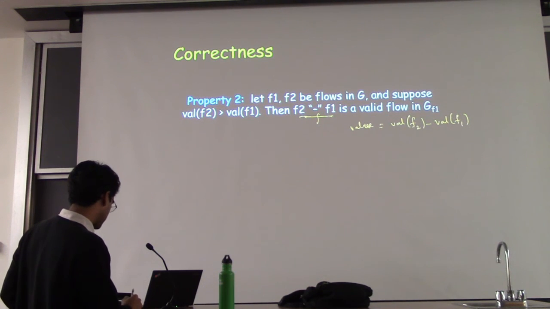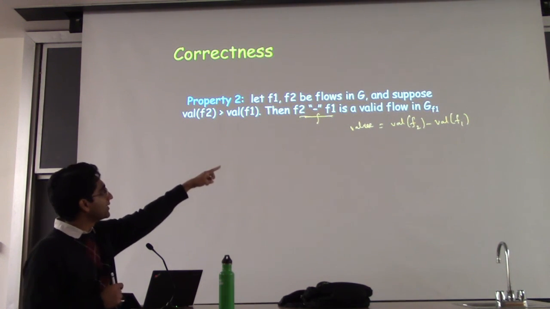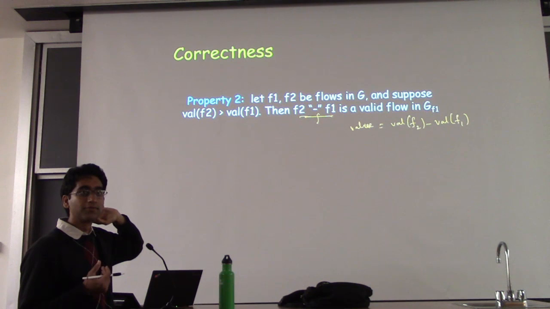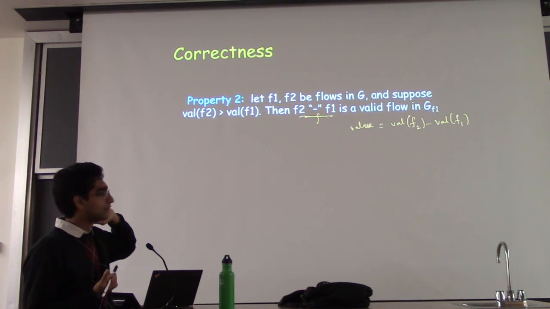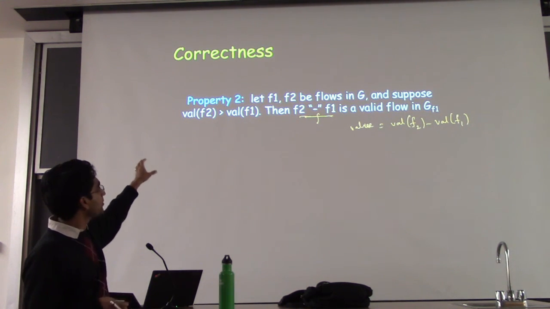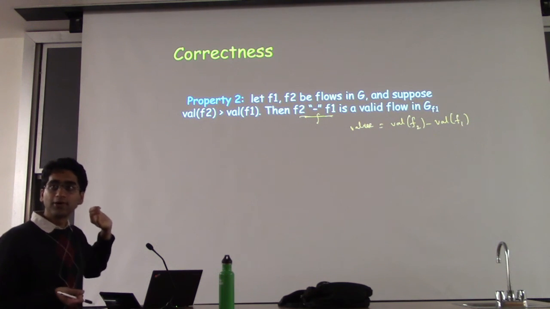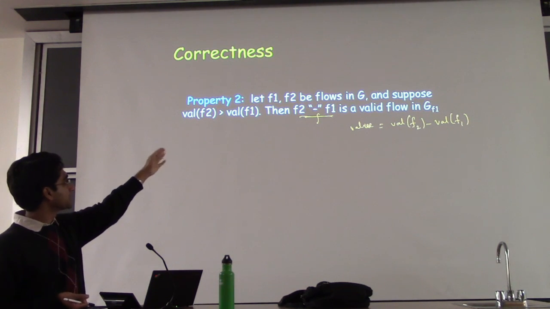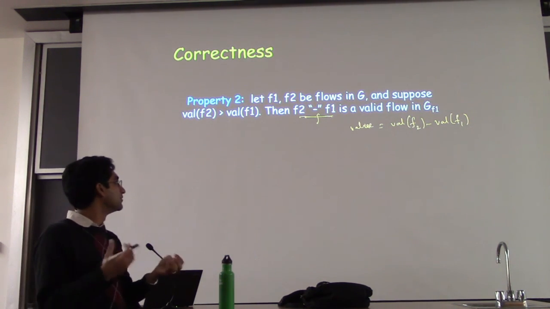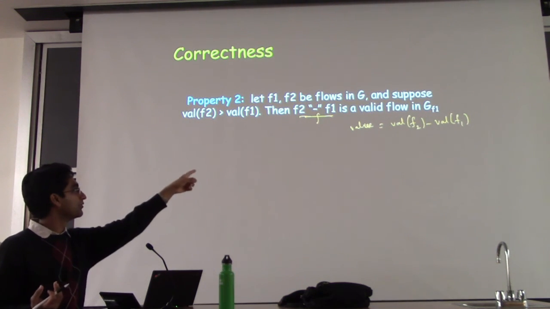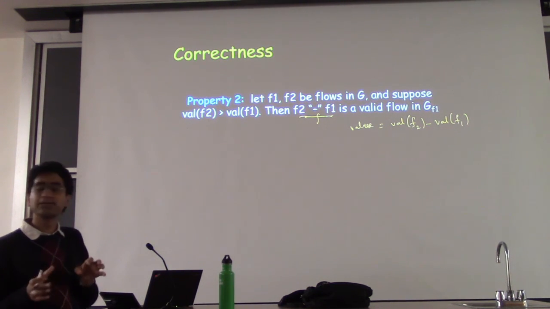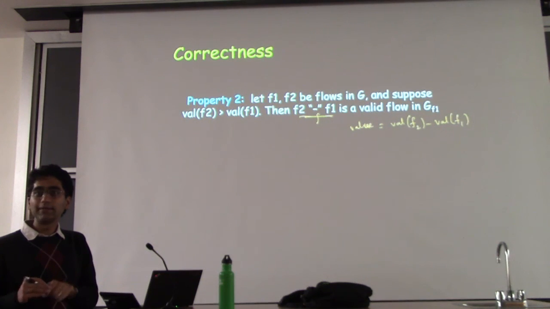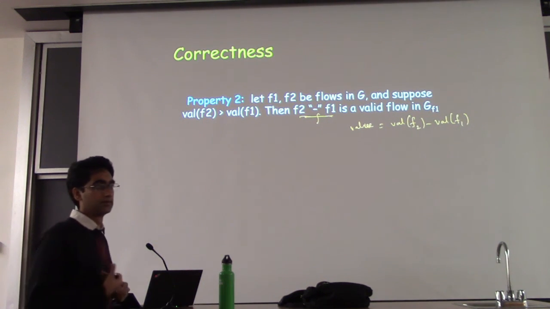And this flow will be valid in the residual graph. Okay, so firstly, suppose I could prove this. I haven't defined what this thing is, but suppose I just prove that there is a flow of value val f2 minus val f1 in the residual. Then I claim we are done. So why are we done?